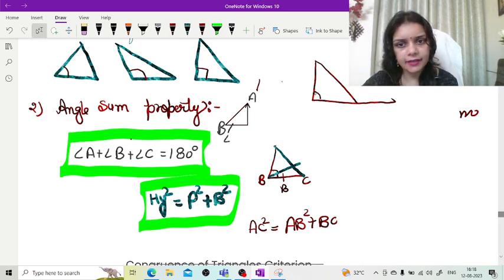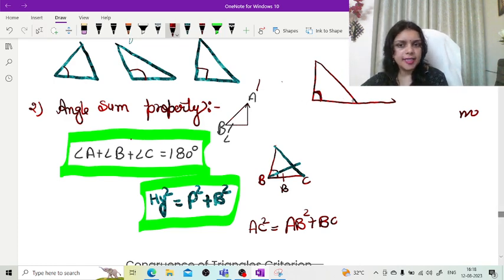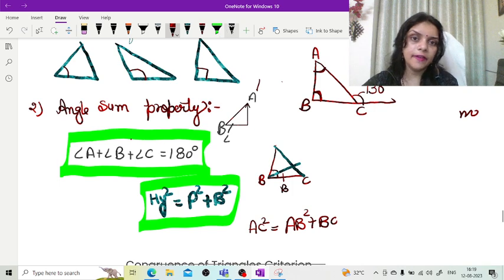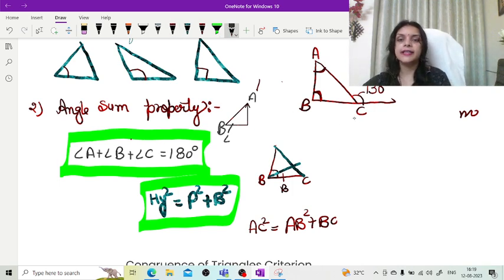So this is the angle, and it is given that the value of exterior angle is 130 degree. Okay, this is the value of exterior angle. Now you have to find out the value of this one. How will you find out the value of this one? See, we will use here exterior angle property, right? Because exterior angle is given here.